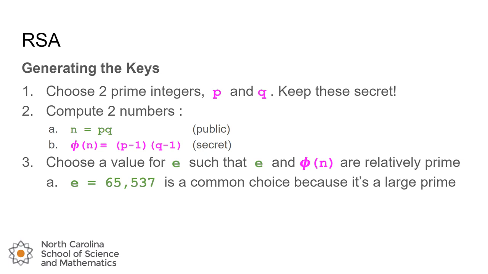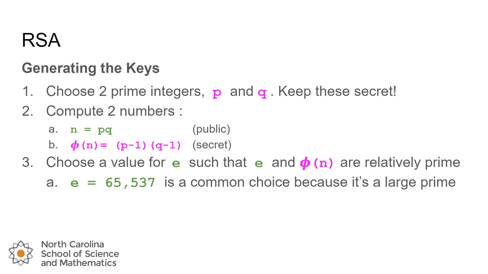65,537. Two reasons. It's a large prime, so it's going to be relatively unlikely that it shares any factors with phi of n. And the second reason is a more computer reason. It can be represented using 1 and then a bunch of zeros and then a 1 in binary. And there's something about the way that this gets programmed using computer programming that makes that very efficient. That long string of zeros in the middle of the binary representation makes this operation go a little bit quicker than it would otherwise.